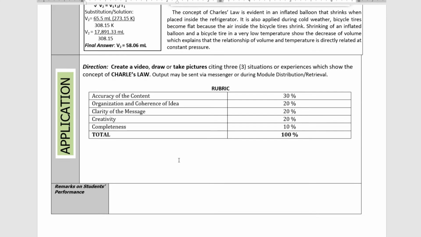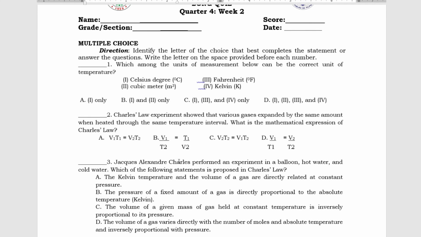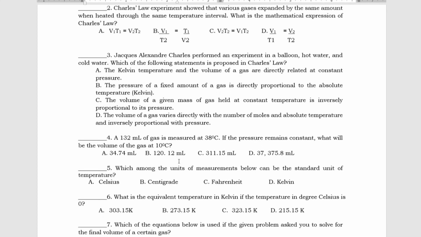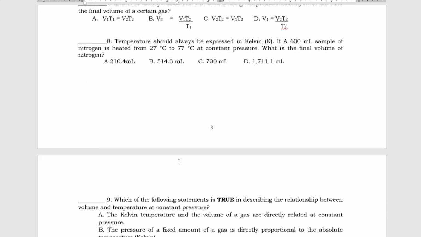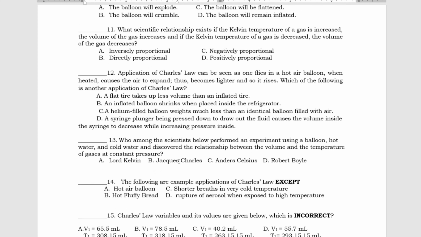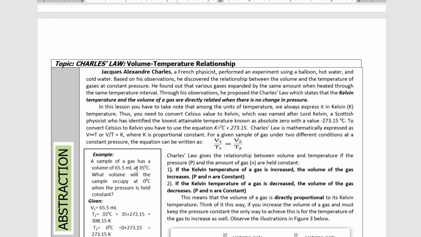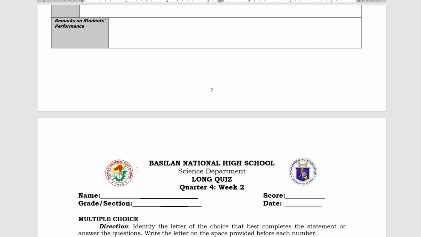Now, next we have the long quiz. So I believe this long quiz is based on the abstraction and the entire concept of Charles' law, which is explained when you read and did the activity in this SSLM.